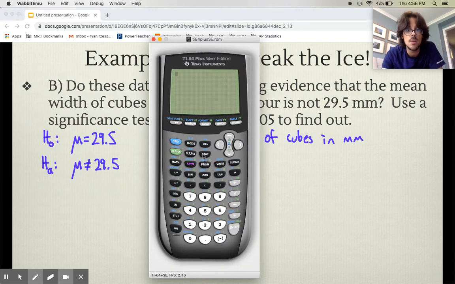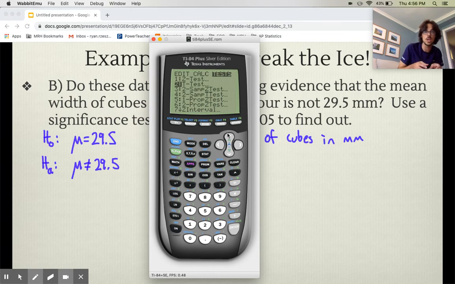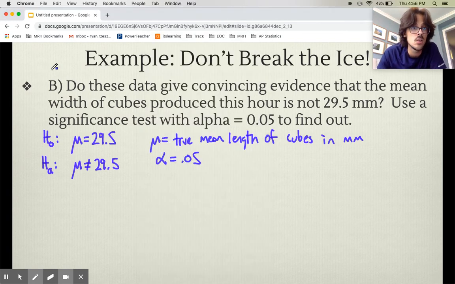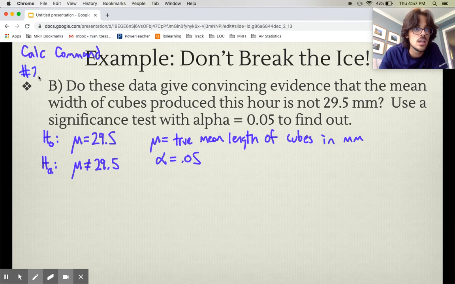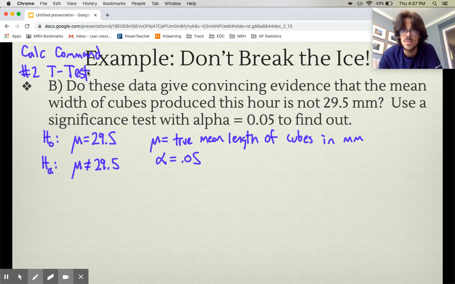The calculator command for this section is going to be in the tests menu. You're going to want to do a t-test. Last time was t-interval in chapter 8. T-test is our option, so go ahead and write that down. It's calculator commands number 2, t-test. And see if you can pause me and play around with it, even though you haven't seen me do it yet, and see if you can figure out the answer. I'll talk about it in just a sec, so pause me now. Try it yourself.